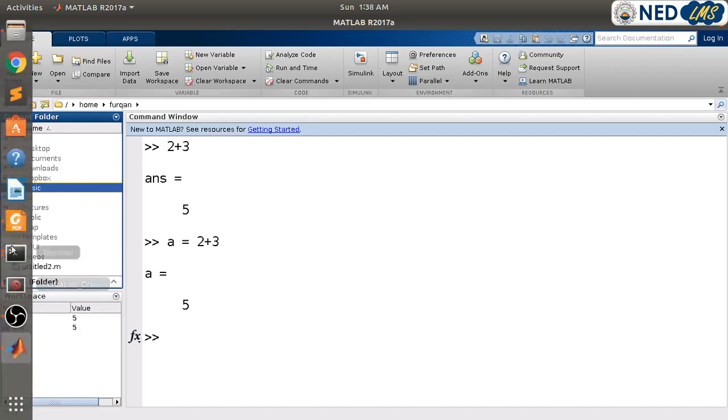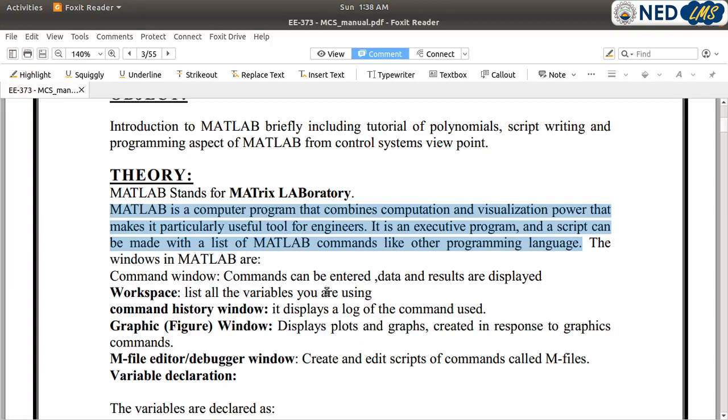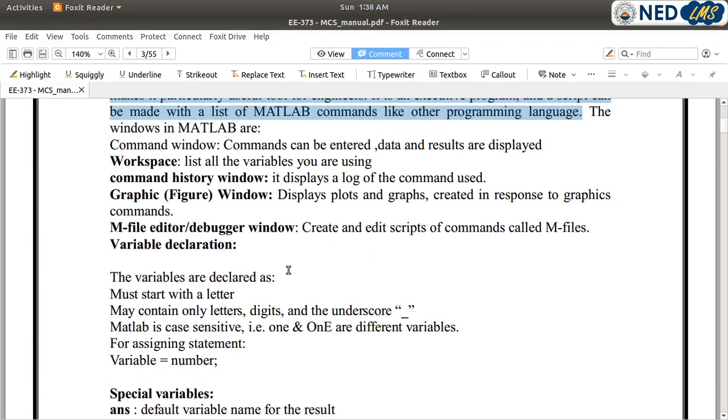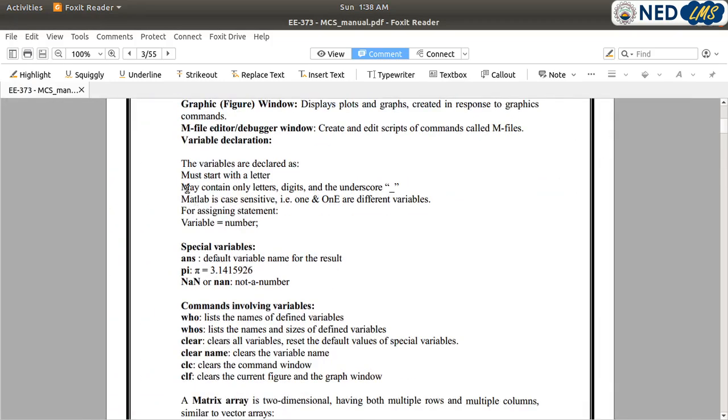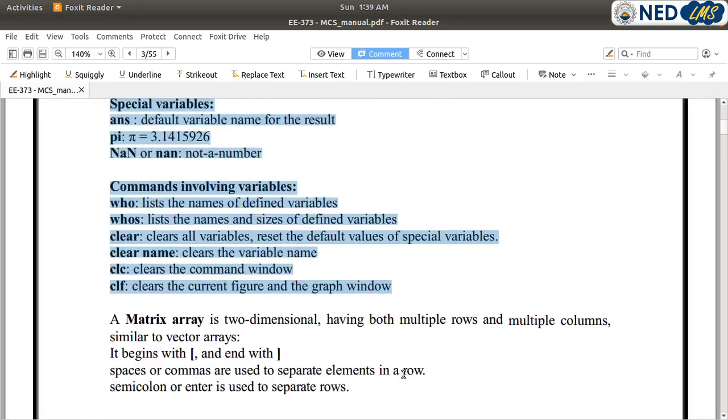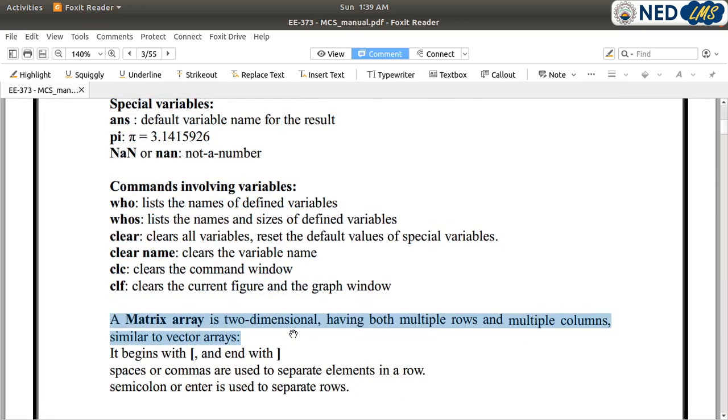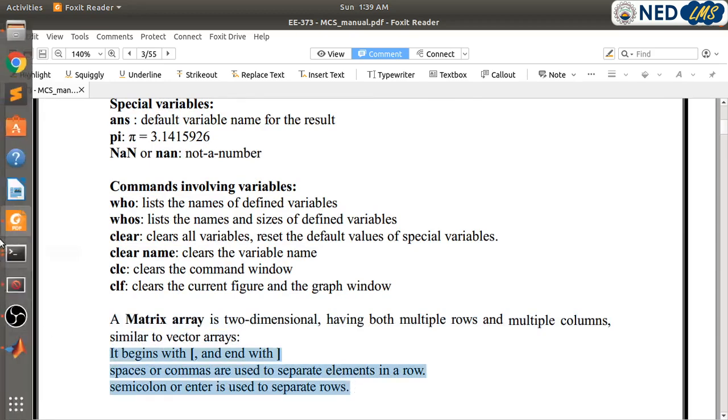Now coming towards the manual again, this part is related to variables. You can read it yourself, I assume, so I am leaving it for you to read. Here is written the definition of a matrix, and this describes how we can write a matrix in MATLAB. Just see how it works.